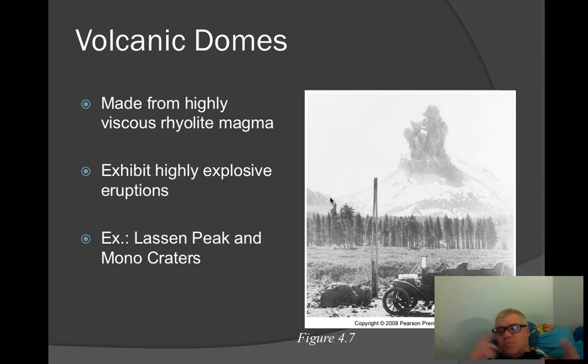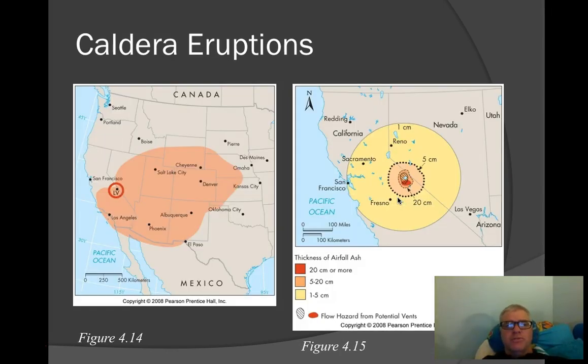And then the most explosive kind of volcano, the rhyolite types, are sometimes referred to as volcanic domes. These are a little more rare, but there are some in California and other areas that are made from very, very thick lavas, and therefore the eruptions are very explosive.